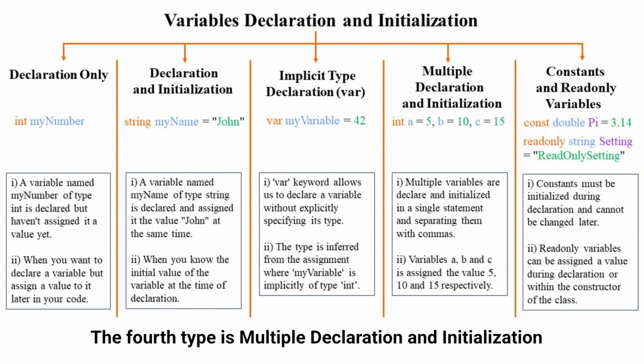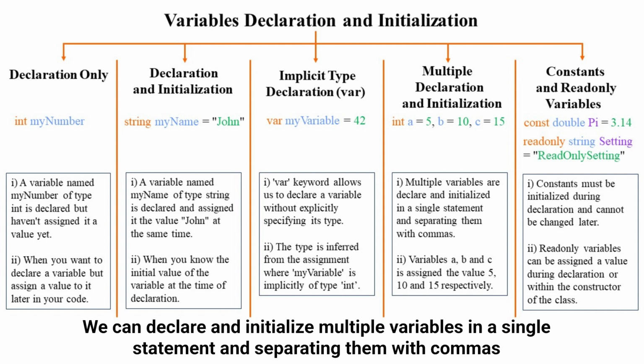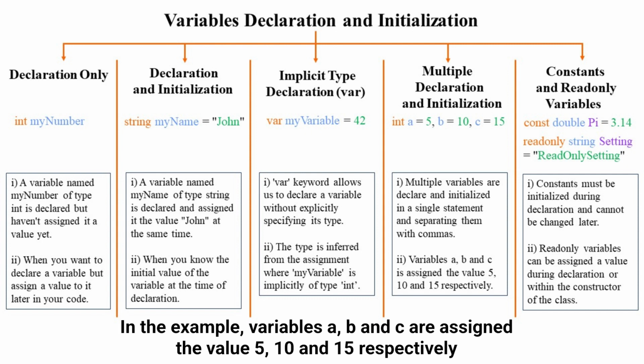The fourth type is multiple declaration and initialization. We can declare and initialize multiple variables in a single statement, separating them with commas. In the example, variables a, b and c are assigned the values 5, 10 and 15 respectively.